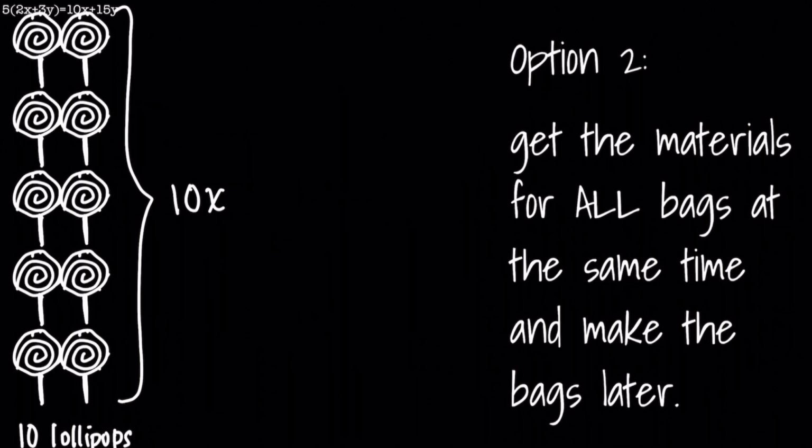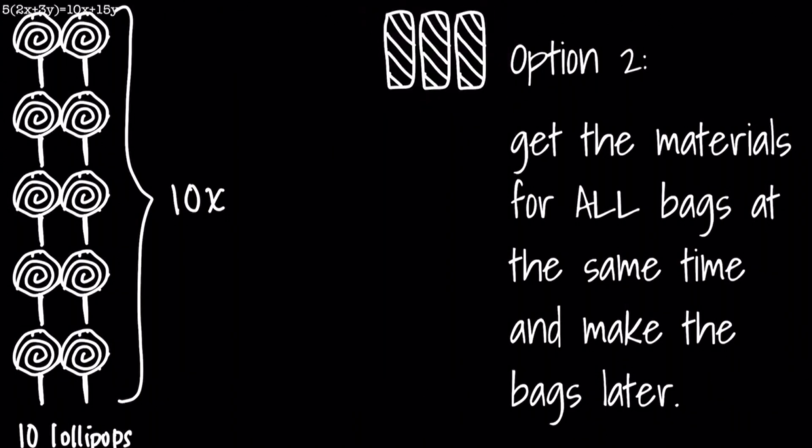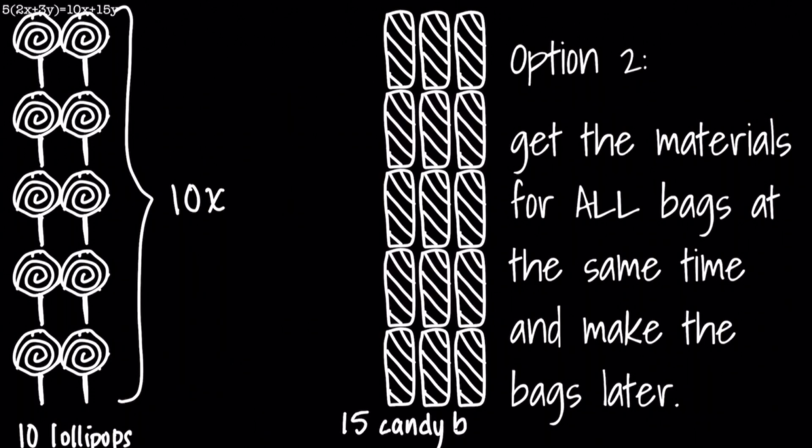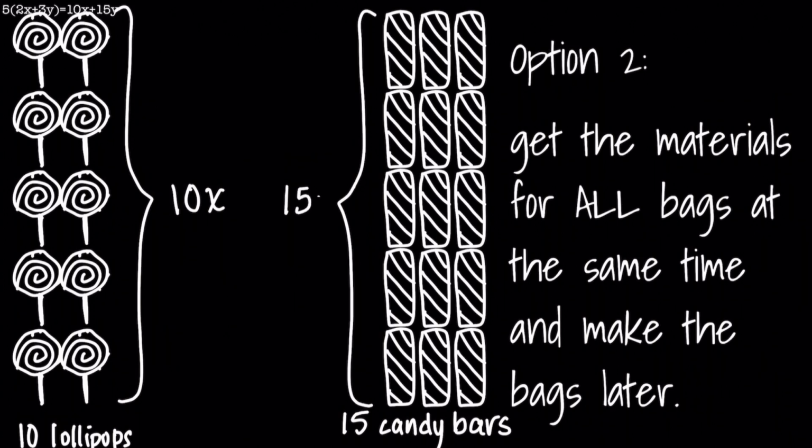Now, we know that there are 3 candy bars that go in the bag, so we also need to get 5 sets of 3 candy bars. And so we know we'll have to get 15 candy bars. And since we called Y candy bars, then we know we've got 15Y. And we're buying all these materials together, so we need to combine them with some kind of AND symbol, and the AND symbol in mathematics is a plus sign. So now you see why both sides are equal.